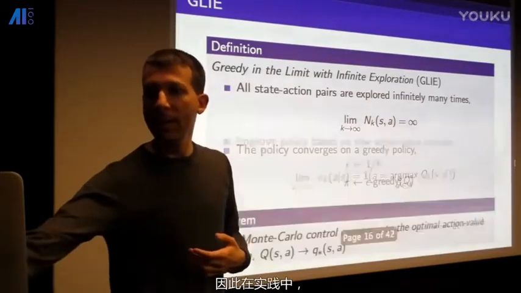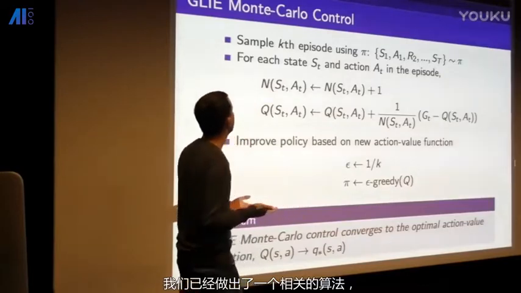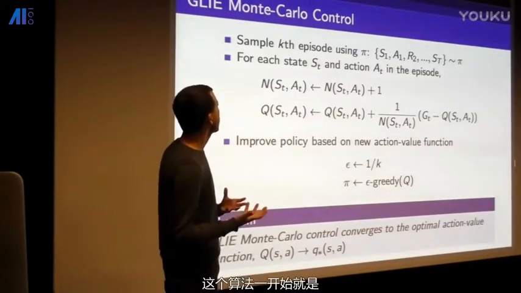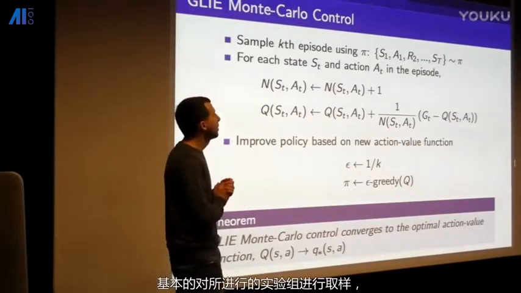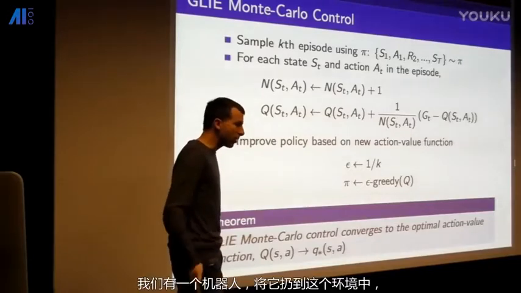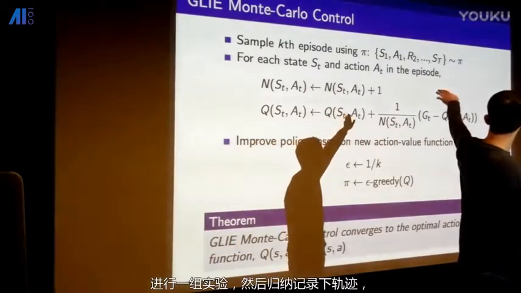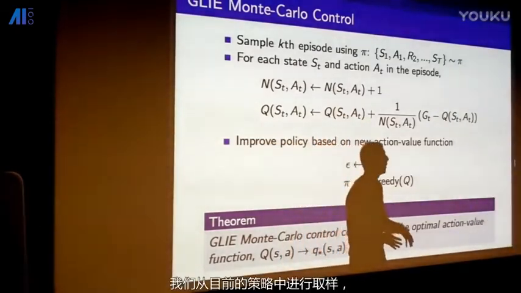So what does that look like in practice? Well, we can make an algorithm now. Let's call this GLIE Monte Carlo control. Basically we start off by sampling episodes. Again, we've just got our robot, we throw it down, we run one episode, and that generates a trajectory of states, actions, rewards, state, action, reward, until we get to some terminal state.